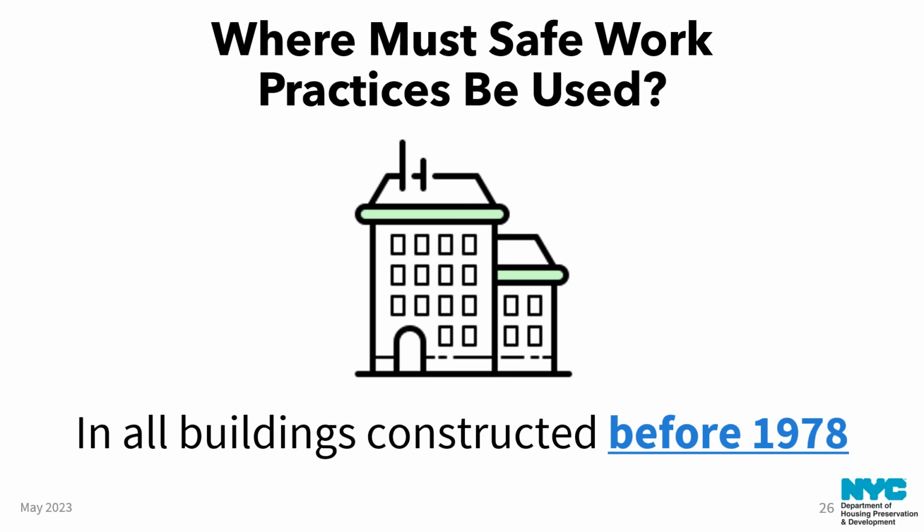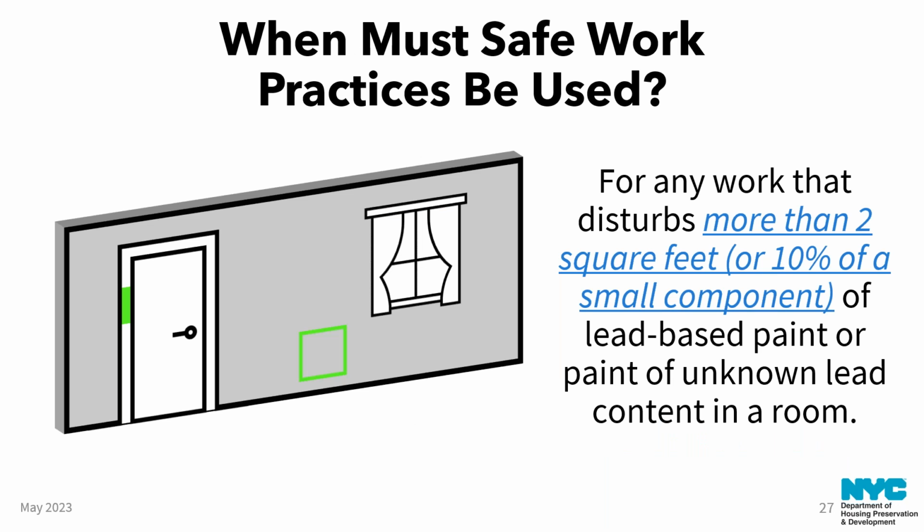So again, for those of you with buildings built between 1960 and 78, Local Law 1 is only going to apply if you have actual knowledge of lead-based paint. But safe work practices are going to apply regardless, because the safe work practices rules also apply under federal law, and the federal cutoff is 1978. Now, safe work practices are required for almost all work that is going to disturb lead-based paint. So for any work that disturbs more than 2 square feet or 10% of a small component of lead-based paint in a room.